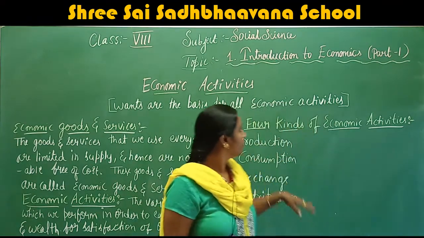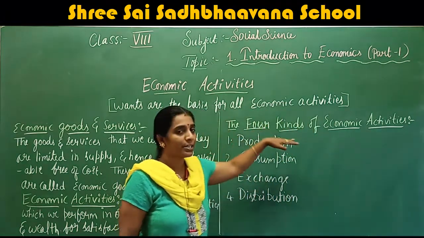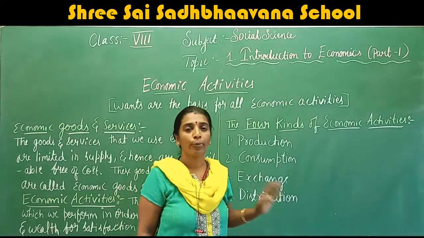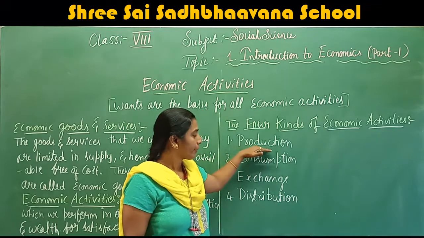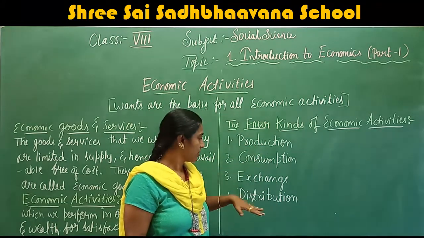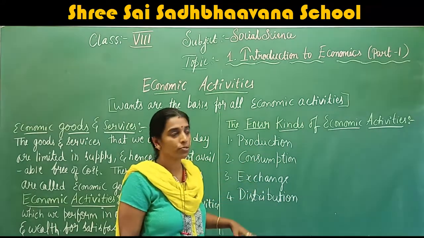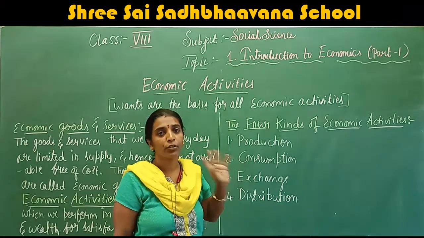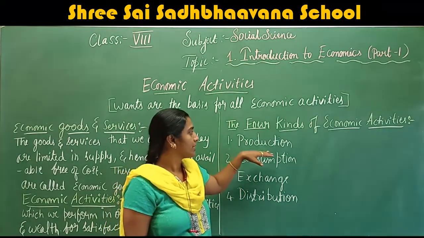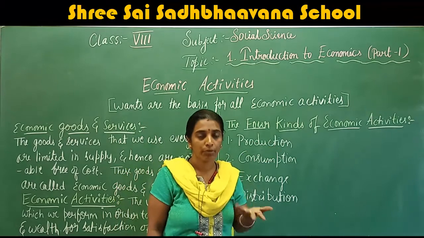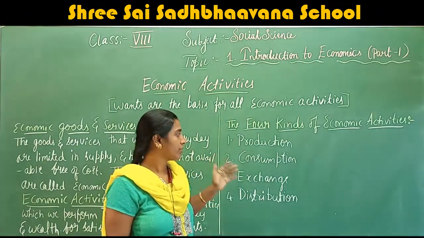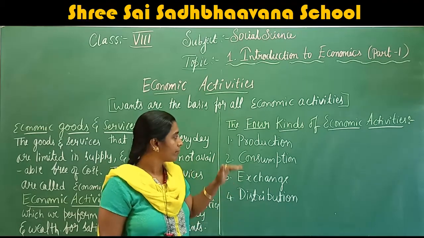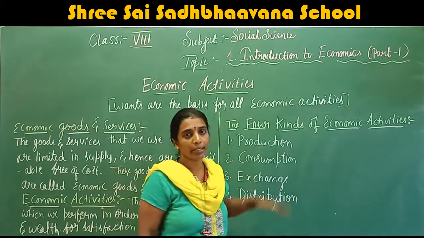We will move on to understand the four kinds of economic activities. Economic activity is divided into four kinds: production, consumption, exchange, and distribution. In that, the first one is production. I told you about this when I was explaining producer and consumer, but again I will explain in brief. Production is the first kind of economic activity.